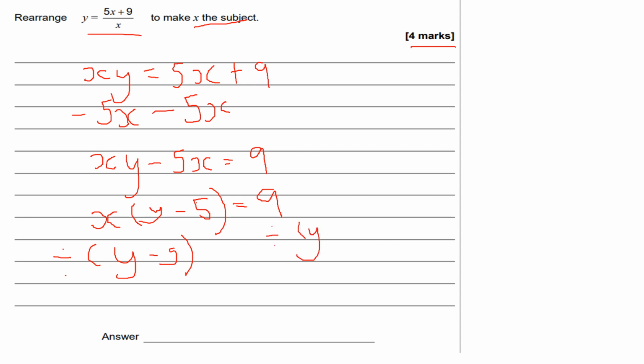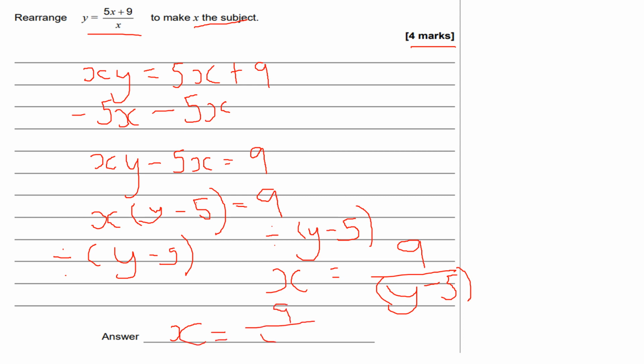So this is always the method that you would do in the exam if the subject appears twice. What do I mean by that? If that letter appears on the top and bottom of your fraction and there's no way of separating it out, you would follow this method. So you'd have x is equal to 9 all divided by y minus 5, and that would be your final answer. So x is equal to 9 over y minus 5.